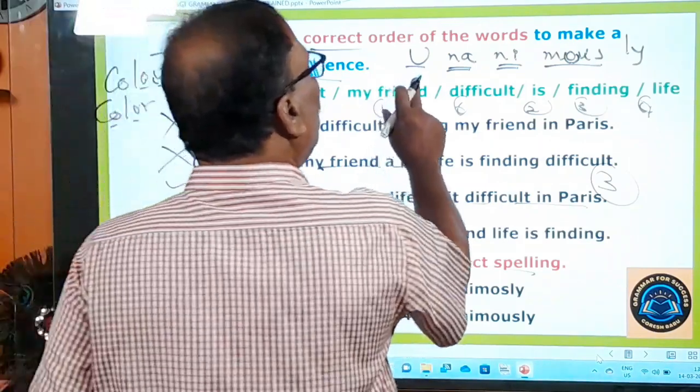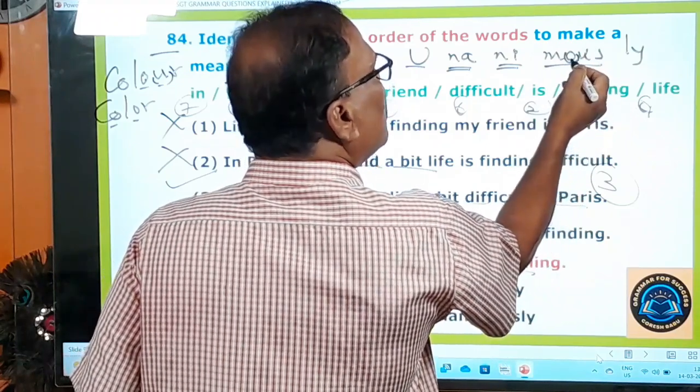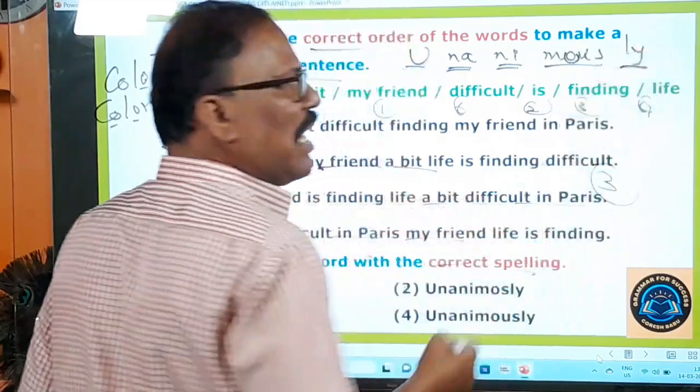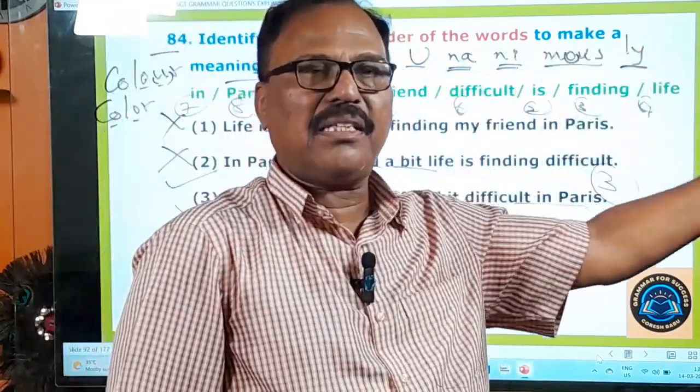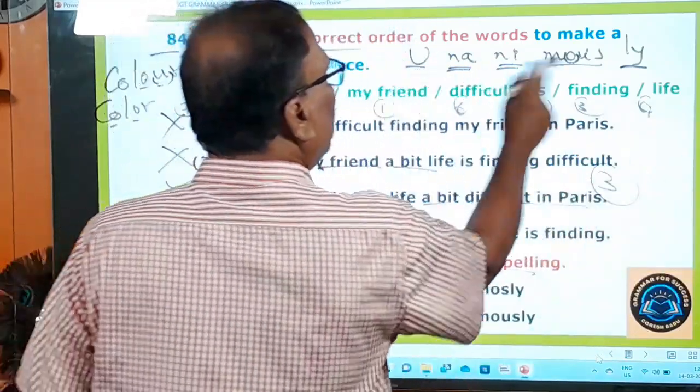So here, you, na, ni, mus, must actually, but the o is extra. This vowel sound is extra used. And "li" is always "ly." The last "li" is always made of "ly." So unanimously.